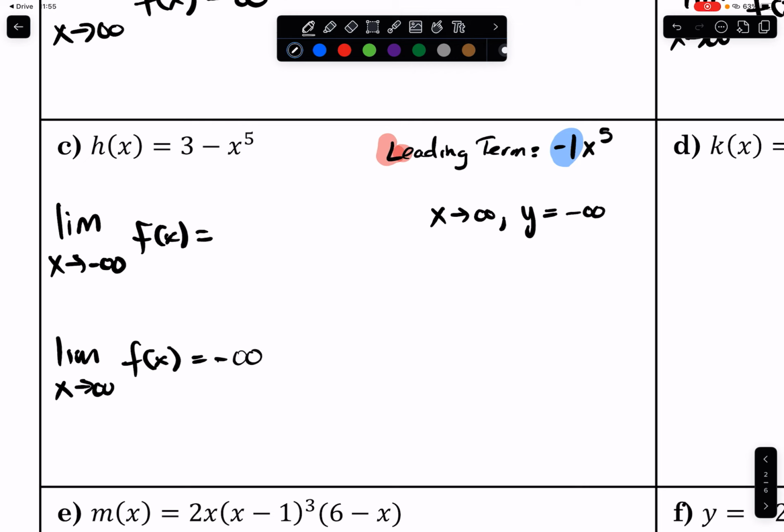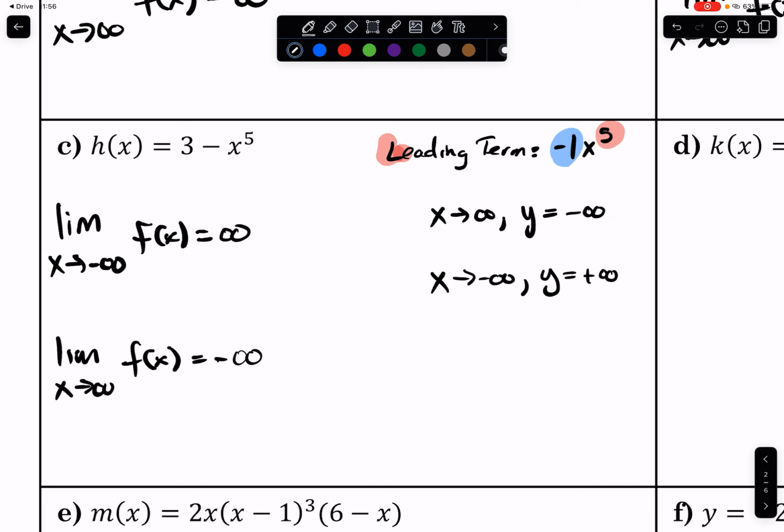And to figure out what's happening on the left, I'm going to now look at this exponent up there, and since this exponent is an odd number, it's going to do the opposite. So it's going to go towards positive infinity. And that's your answer.